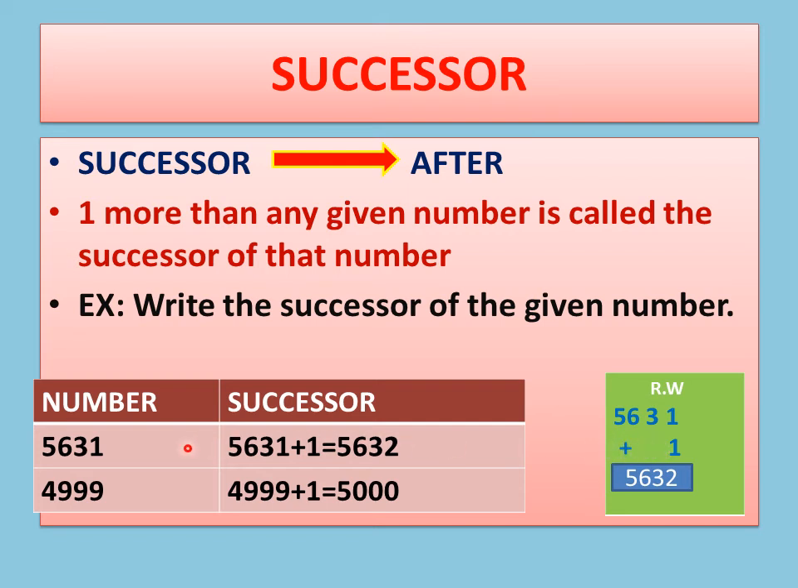in the given number. See, in the rough work I have added 1 in 5631 and I got number 5632 as a successor of the given number. So it means one more than any given number is called the successor of that number.